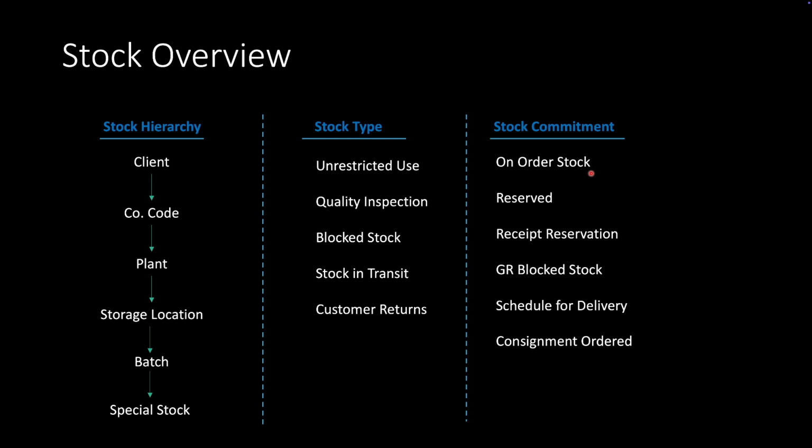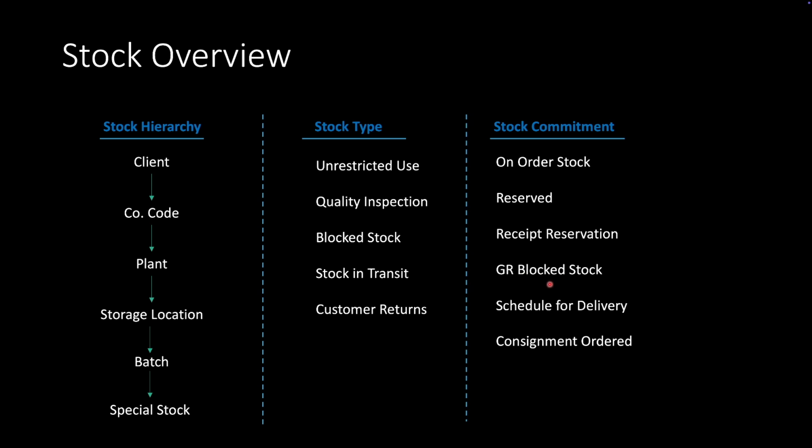Okay, then you have reserved stock, the stock for which you have created reservations in the system. Again, this is a commitment. Unless you post the reservation, the stock will not get reduced. So this is like a stock commitment. You will come to know that this much quantity someone requires. And when this reservation is posted, your stock will get reduced. Then you have receipt reservation, which is the reversal of this. You will create a reservation with a reversal movement type like 202, 262. These reservations when posted will increase your stock. So again, this is kind of a stock commitment.